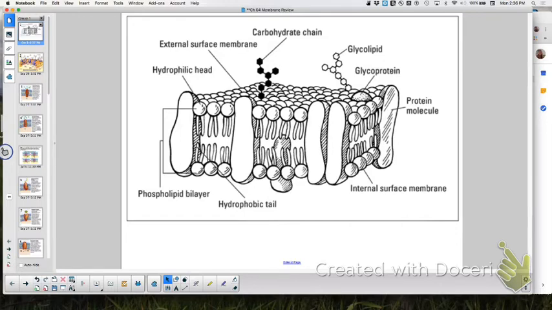First thing I want to go over is the structure of the phospholipid bilayer. Let's make sure we have that down.